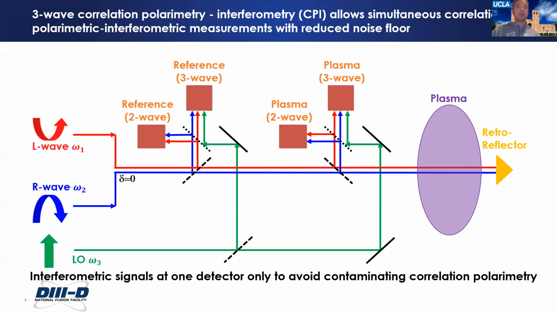A little detail here is that the local oscillator is only directed to one of the detectors, which I labeled three-wave detector in my slides. The local oscillator is not seen by the two-wave detector, which is the other detector. This is to avoid contamination of the correlation polarimetry measurement by the interferometry measurement.